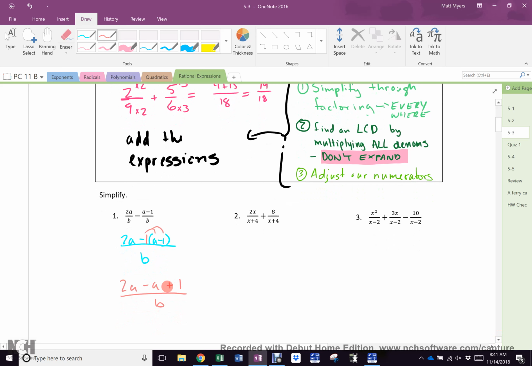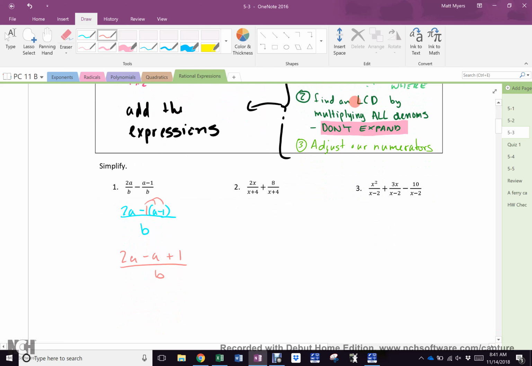So what's the answer? Because now we found our LCD, we've adjusted our numerators, now we just got to add them. What goes together? A and A. What's 2a take away an A? A plus 1 over b. Are there restrictions? No. I mean, B cannot be 0. B cannot be 0, yeah?